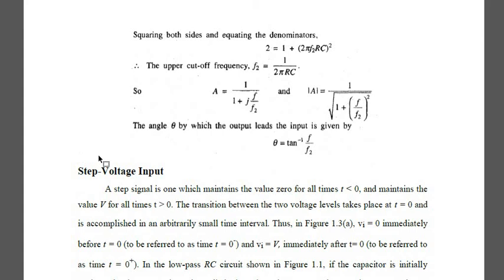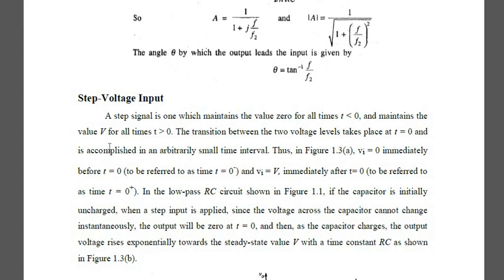Okay, now we are going to see the next function, that is your step voltage. What is the step signal? The step signal is the one which maintains the value 0 for all times when t is less than or equal to 0, that is, V of t is equal to 0, and maintains the value V for all times when t is greater than 0. So the transition between these two voltage levels takes place at t equal to 0 and is accomplished in an arbitrarily small time interval. So that is what we have given over here.